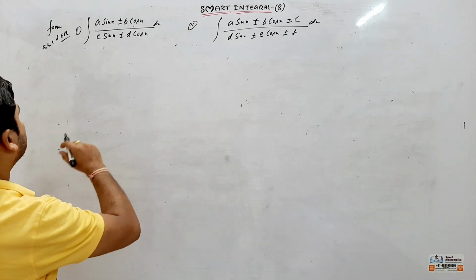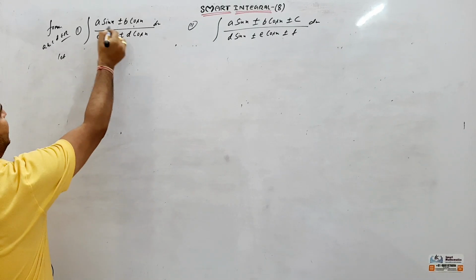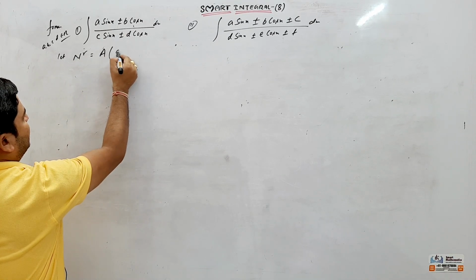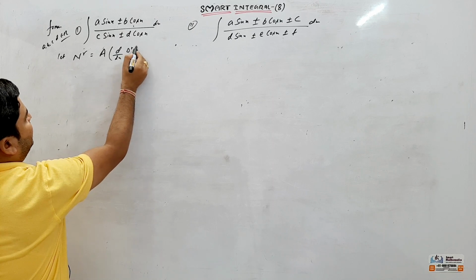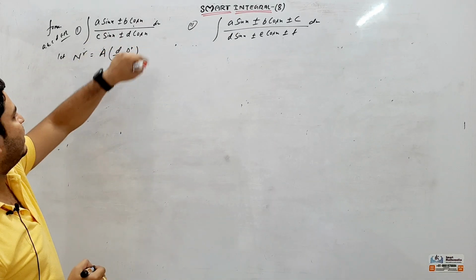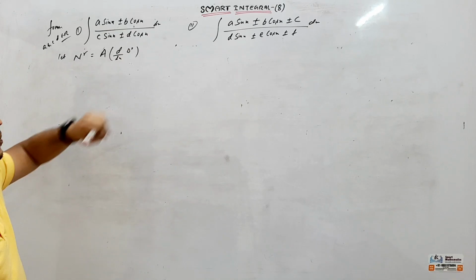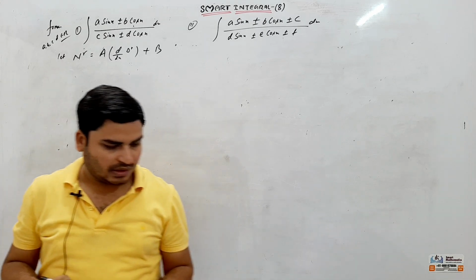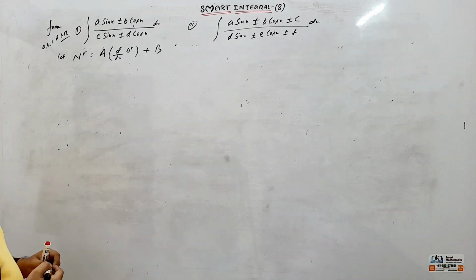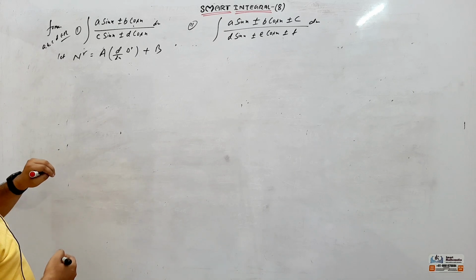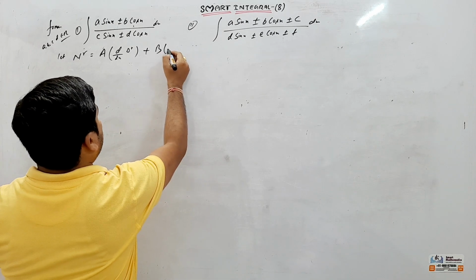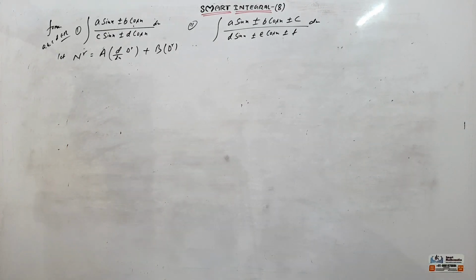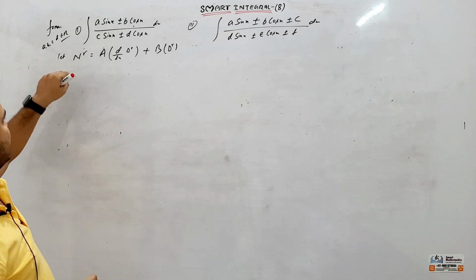How we should start this? Here we have to let our numerator equal to a times the differentiation of the whole denominator plus b times the denominator as it is. This is the way of supposing our numerator.